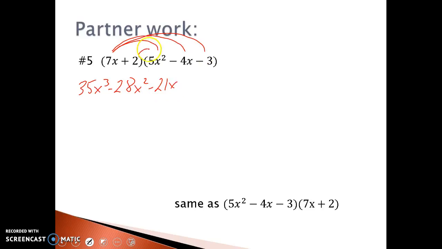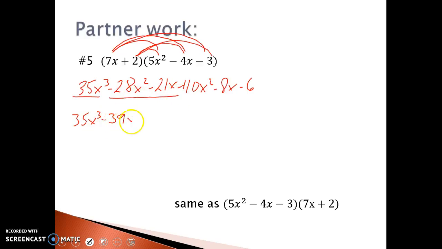If I take the 2 and multiply it out, it's going to be 2 times 5x squared is 10x squared. 2 times negative 4x is negative 8x. And 2 times negative 3 is negative 6. So if I combine like terms, I have my 35x to the third. Then I have negative 28 and negative 21 is going to be negative 39x squareds.